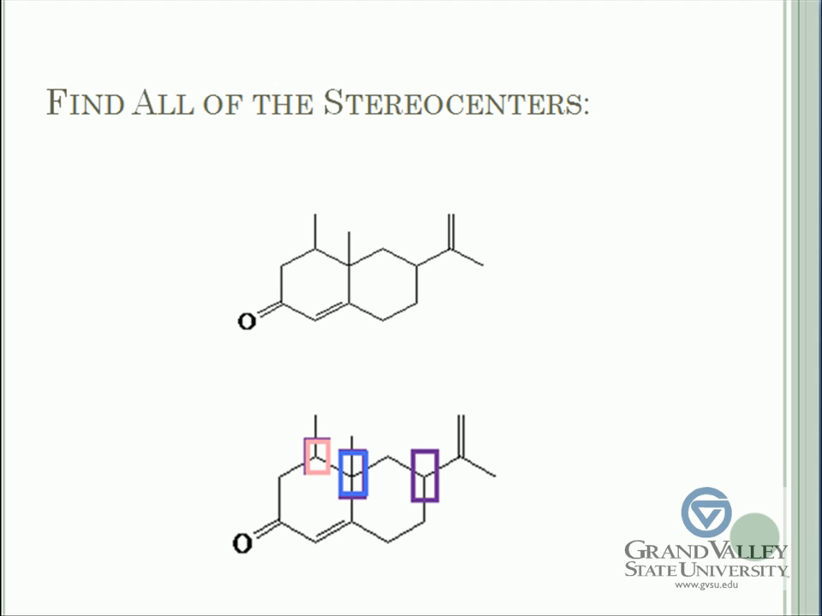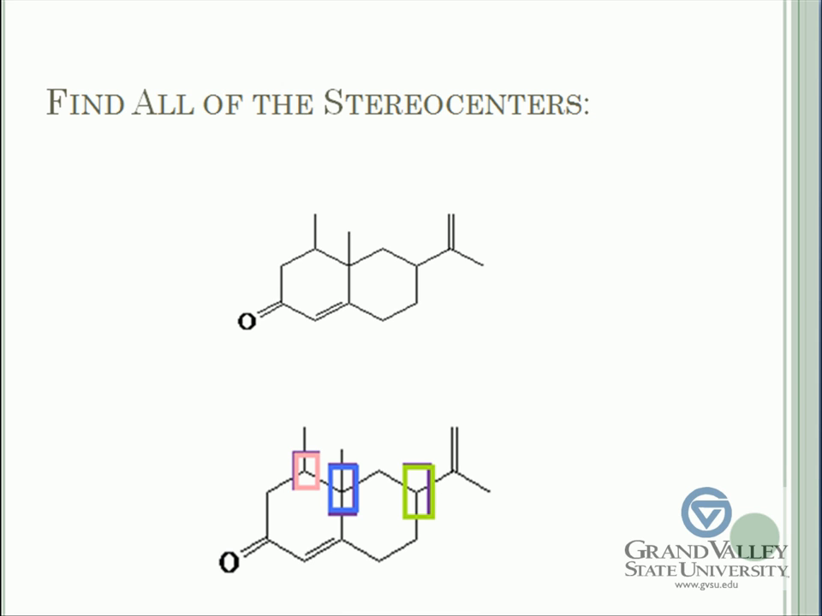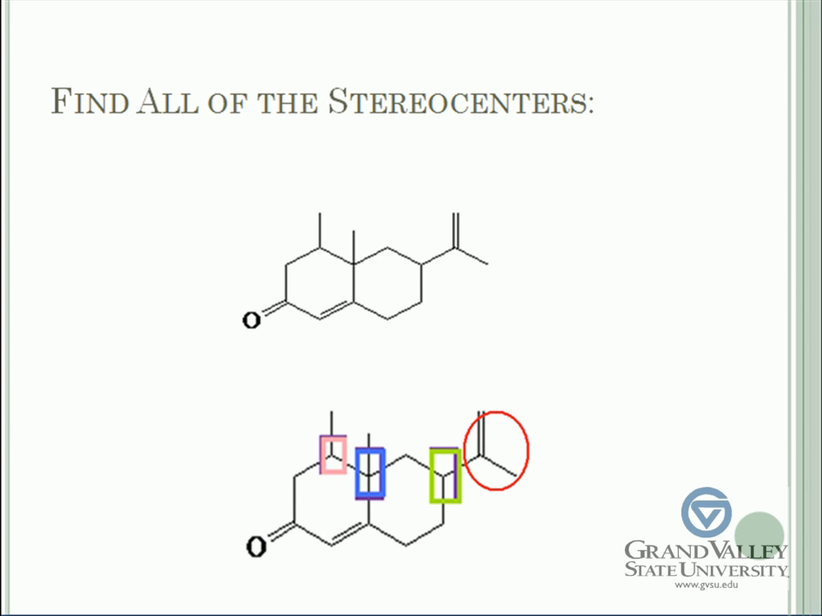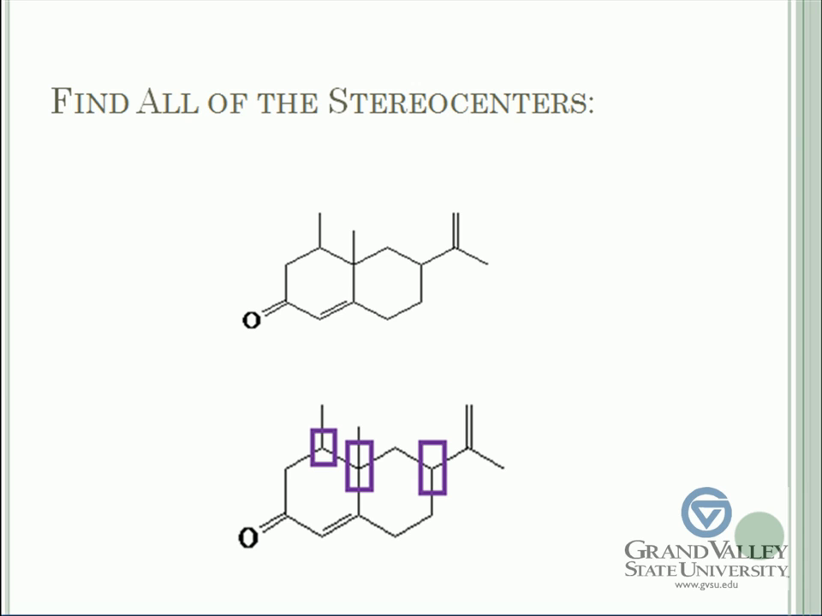And let's look at the last carbon atom. This carbon is bonded to a hydrogen, the alkene group, and is part of a ring where the 2 halves of the ring are different. Therefore, it is a stereocenter. In this molecule, we have the following stereocenters.